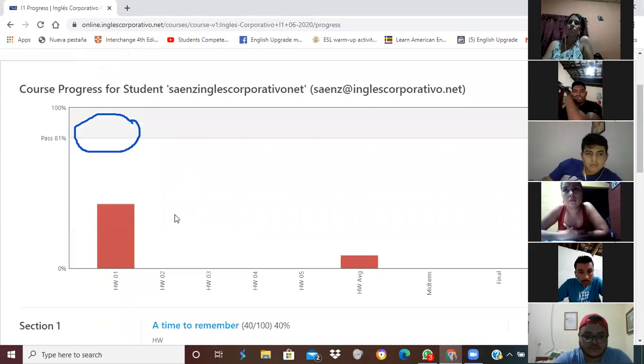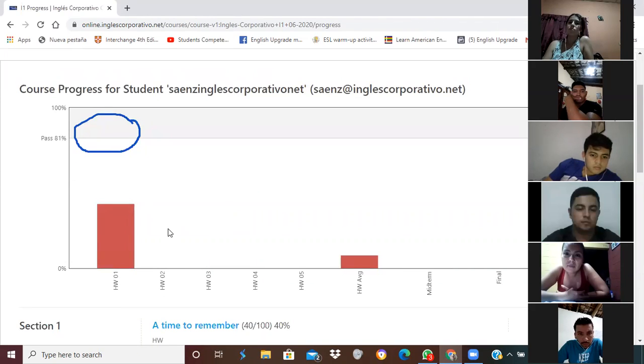So, here, you're going to have homework 1, homework 2, homework 3, homework 4, homework 5. So, this bar is going to increase, and you have to go all the way to 80%. Minimal 80%. If you can do 100%, perfect. But if you cannot, 80% is okay.